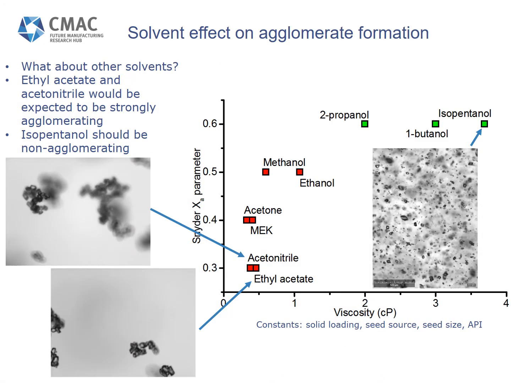And although this works for the solvents already investigated, can we use this to predict how other solvents will behave? Now, ethyl acetate and acetonitrile with their low viscosity and low Snyder parameters would be expected to be strongly agglomerating. And in contrast, isopentanol would be expected to be non-agglomerating. And in testing out this hypothesis, we do indeed see the formation of large agglomerated particles in acetonitrile and ethyl acetate, but no agglomeration in isopentanol. You'll also notice that the image for isopentanol is not taken from a PVM probe, but from an in situ camera as part of a high throughput screen device, and this is an aspect I'll touch upon later.